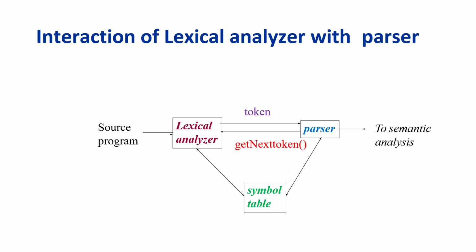This is a diagrammatic representation of the interaction of the lexical analyzer with the parser. Here the source program is given as input to the lexical analyzer. The lexical analyzer will process the source program and produce the tokens, which will be passed on to the second phase, that is the parser. Whatever identifiers are available in the source program will be stored in the symbol table, and the parser will get the tokens as input, and a syntax tree is produced as output for the semantic analysis.